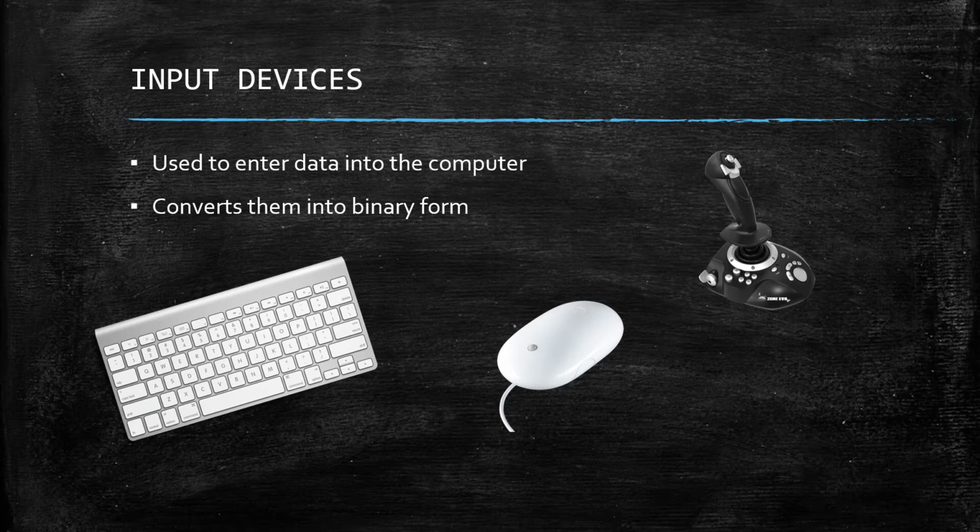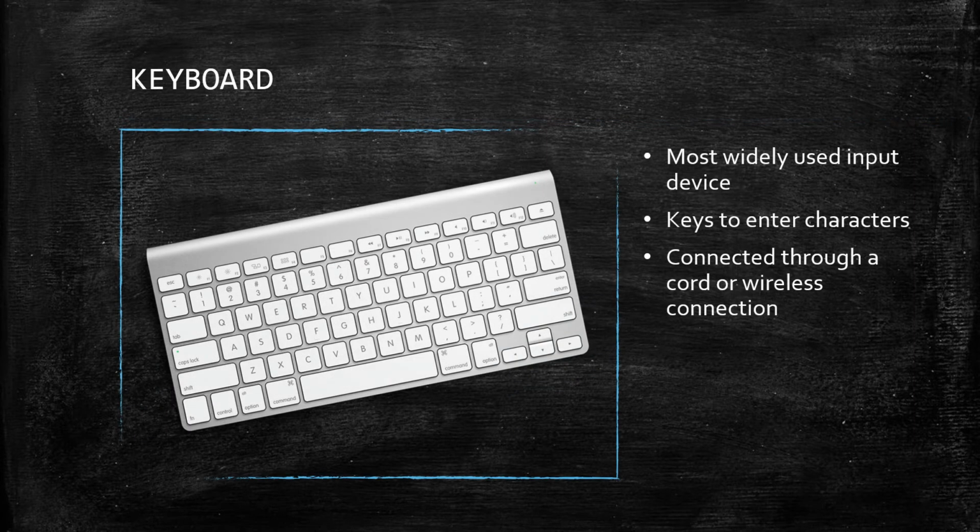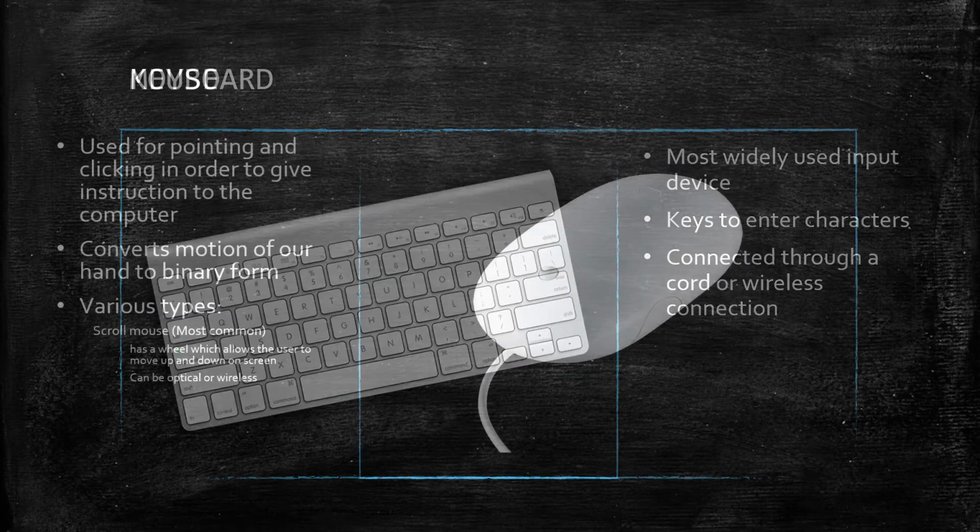As I mentioned, these devices are used to enter data into the computer, and they convert this captured data into binary format before entering. The keyboard is the most widely used input device. It has keys to enter characters to the computer. There are keyboards which have a wire to connect with the computer, and also keyboards which use a wireless connection. Each key is converted to its binary equivalent by the keyboard before entering the computer.